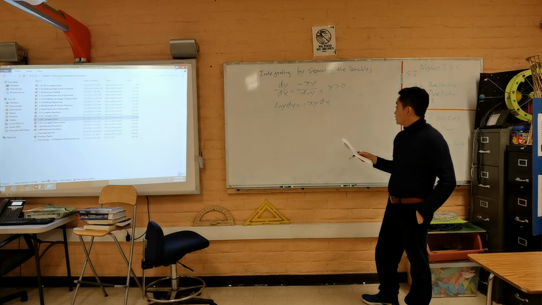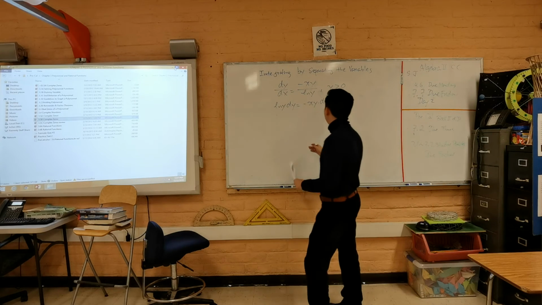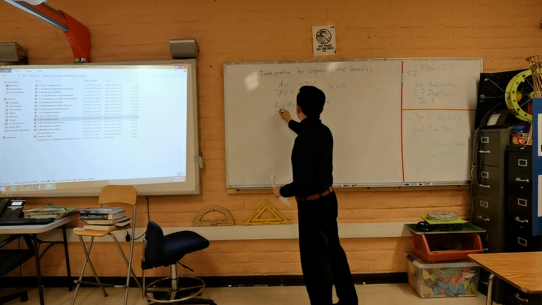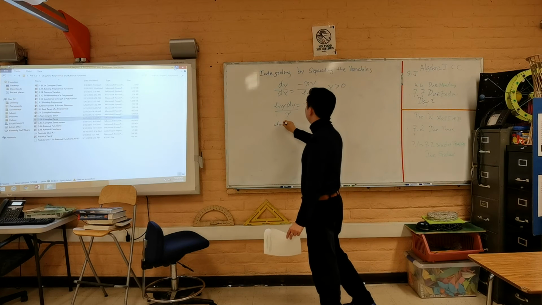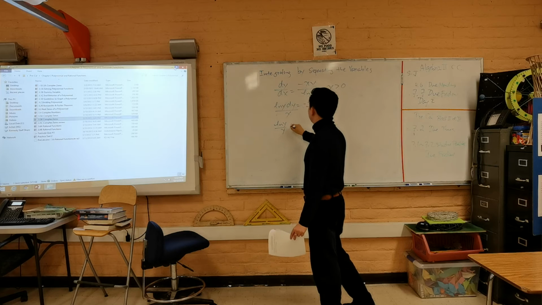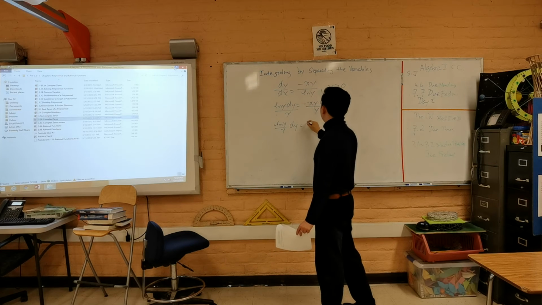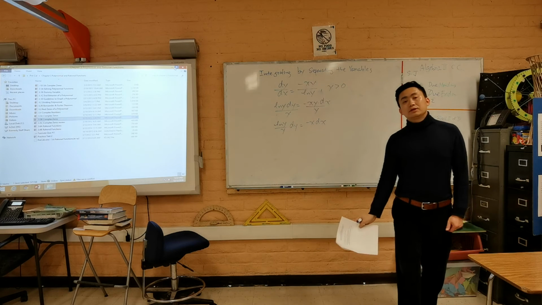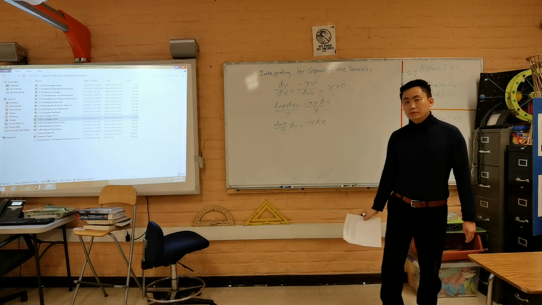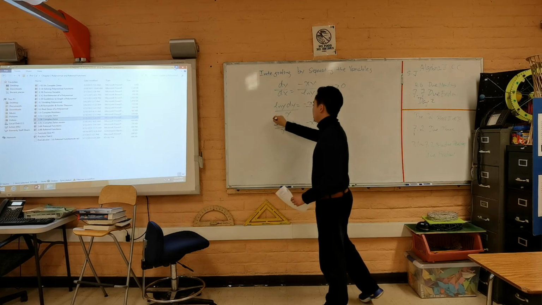So the way that you want to do it, we want to divide by y on both sides. So now we end up with natural log of y over y times dy, and that equals negative x dx. And now at this moment, we just collect all the like variables onto the same side so we can integrate it.